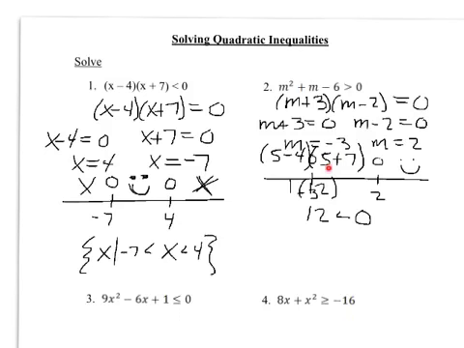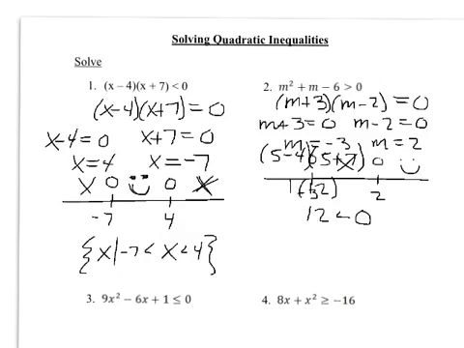What about in here? Pick any number you want. Let's say 0. If I plug 0 into this equation right here, I'd get 0 plus 3 and 0 minus 2. So 3 times -2, which is -6. Is that greater than 0? No. So we're not using that.